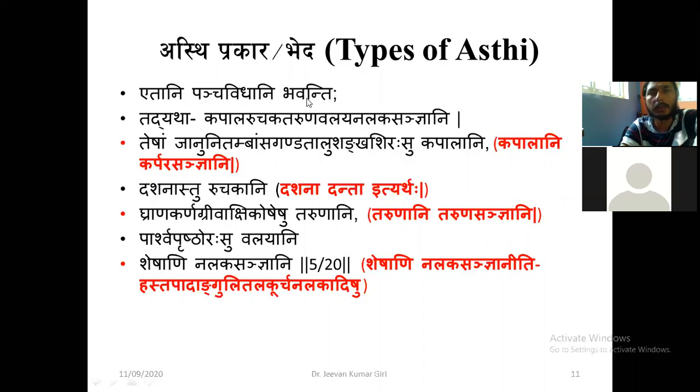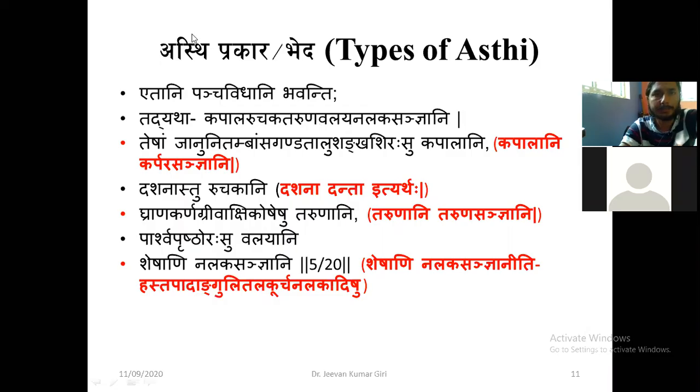So the skeletal element, here generally we are considering the bone only. Still, there is the cartilage also, which is considered Asthi here. Etani panchavidani bhavanti, so there are 5 types of Asthi: Kapala, Ruchaka, Taruna, Valaya, Nalaka. Are you getting? So these are the 5 types of the Asthi.